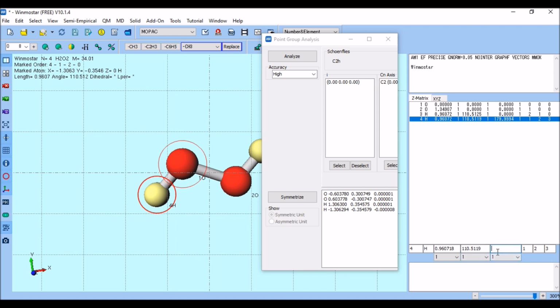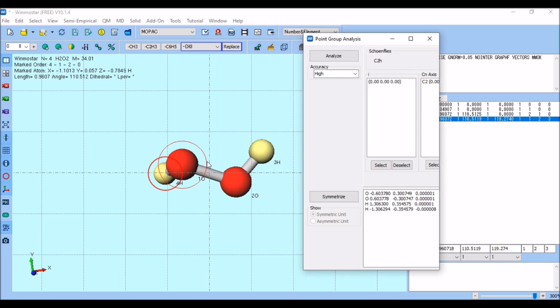I just go with another dihedral angle. So I just type 119. Oh, sorry, it's 119.274. So I just give that dihedral angle now. See, it has changed there. Now I'll analyze the point group again.